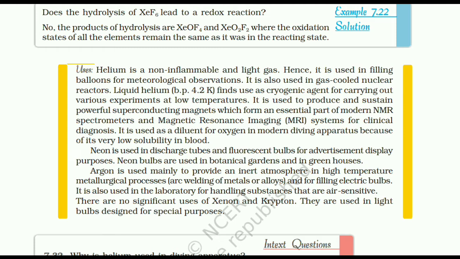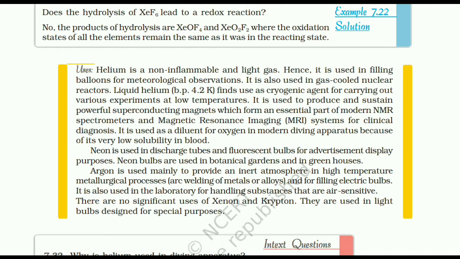Neon is used in discharge tubes and fluorescent bulbs for advertisement display purposes. Neon bulbs are used in botanical gardens and in greenhouses. Argon is used mainly to provide an inert atmosphere in high temperature metallurgical processes and for filling electric bulbs. It is also used in laboratories for handling substances that are air sensitive.